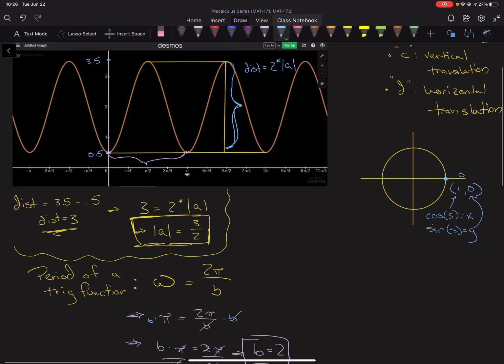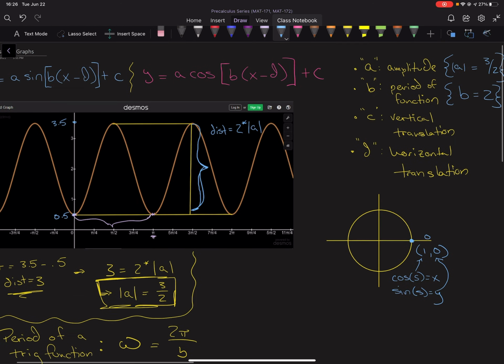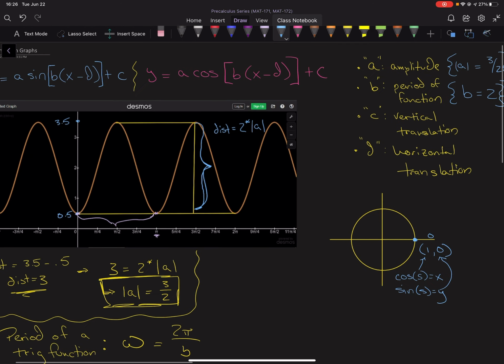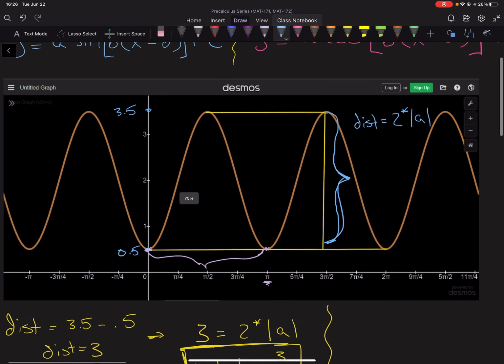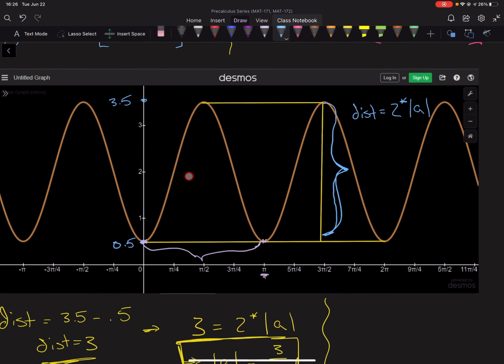So making good headway here. We have 2 of 4 of our parameters here, and now we just need to somehow determine what we have going on for our vertical translation. So now vertical translation corresponds to the amount that the graph has been displaced up or down.